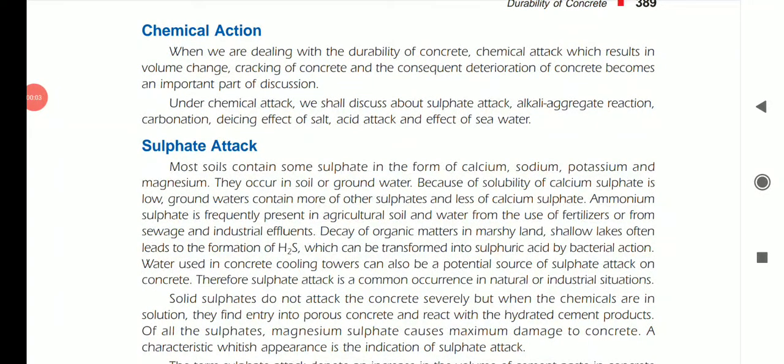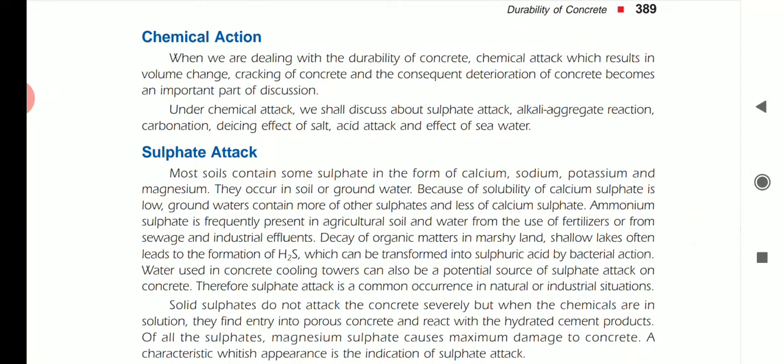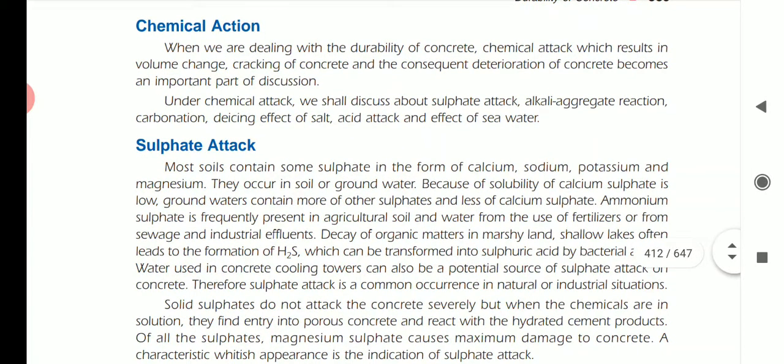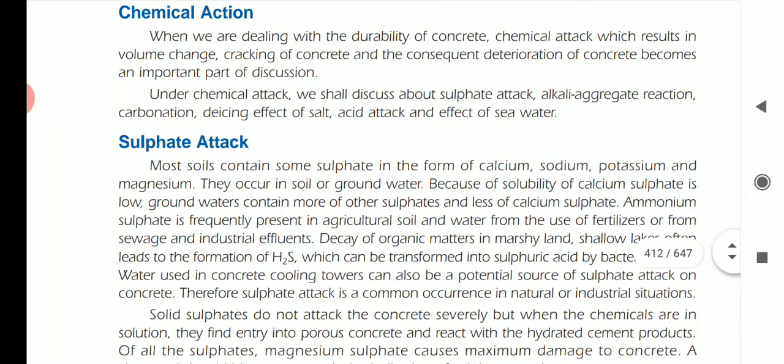Welcome you all for the next session of concrete technology, that is chemical action on the concrete. When we are dealing with the durability of a concrete, chemical attack which results in a volume change, cracking of a concrete and the consequent deterioration of a concrete becomes an important part of discussion.